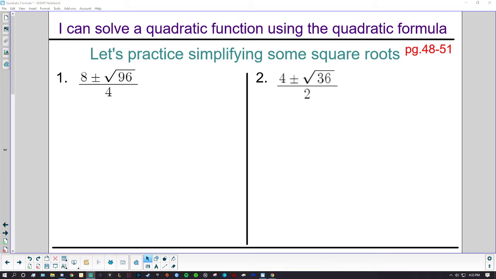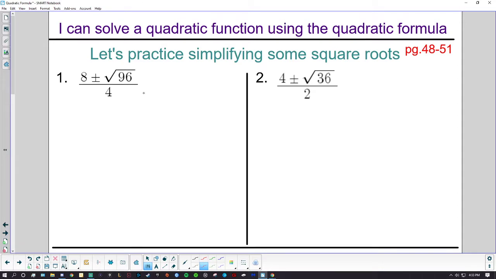Number 1, we have 8 plus or minus the square root of 96 over 4. If you need to, pause the video and get this all copied down so you don't have to do it while I talk. So 8 plus or minus the square root of 96 over 4. Remember, the big thing here is we need to simplify our square root before we do anything else.